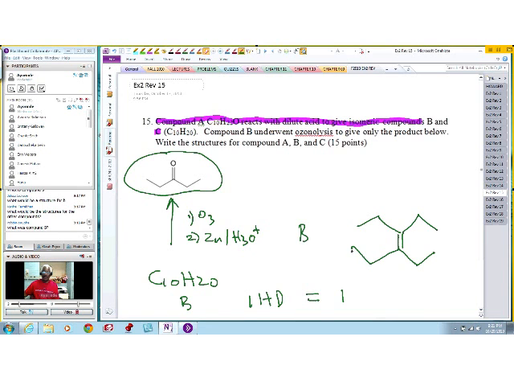That is compound B. Because if you react this with ozonolysis, you cleave right here, and you only get this compound here. That is a fairly simple one. That is 15.